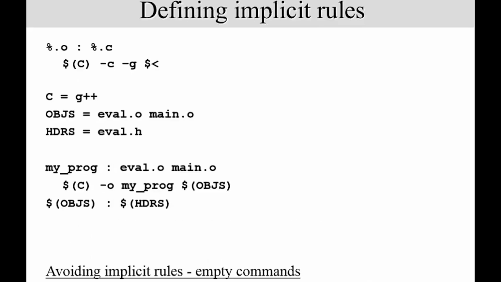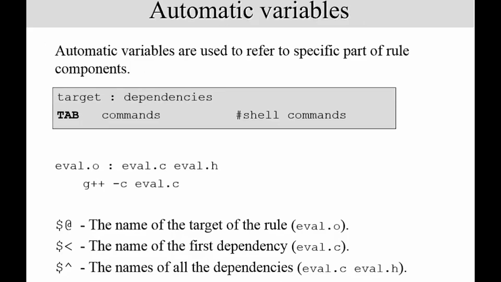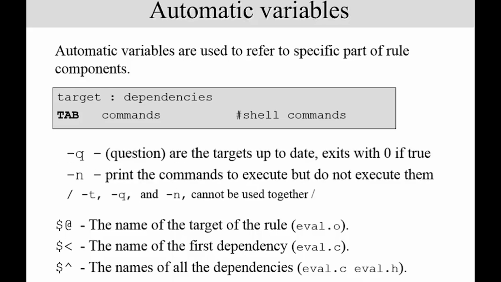So now if you go back and see, when we specify dollar less than, it is the first dependency, which is the percentage.c, which is anything.c. Now dollar caret is the name of all the dependencies, which in this case is eval.c and eval.h, and then the dollar question mark names all dependencies that are newer than the target. In this case there is nothing in this one, so nothing gets defined for the dollar question mark.